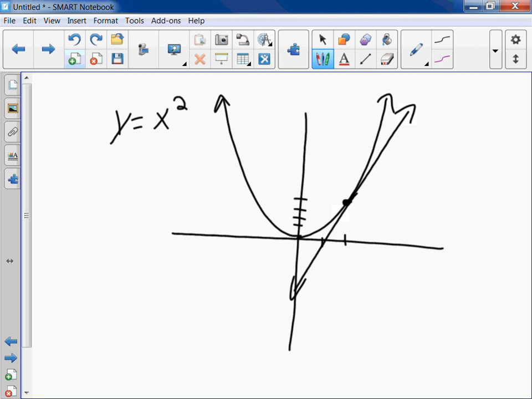So we're going to get a secant line, right? So this is the point 1, 1, and this is the point 2, 4. And that's the point 1, 1. So that's 4 minus 1 is 3, over 2 minus 1 is 1. So the slope of this line is 3.